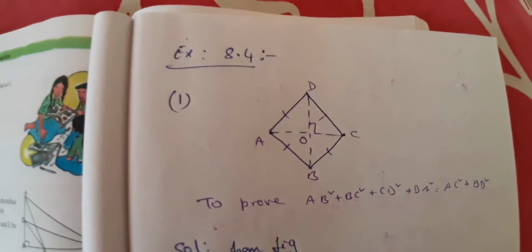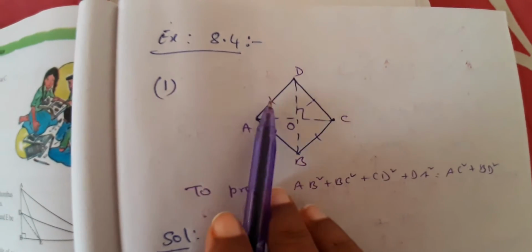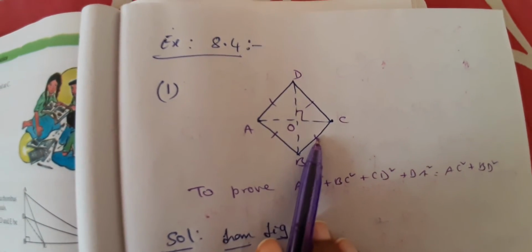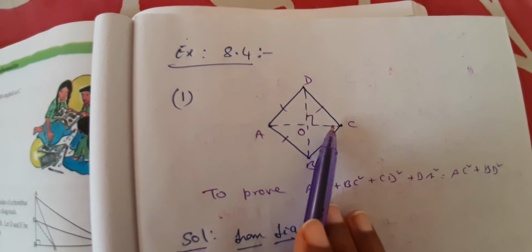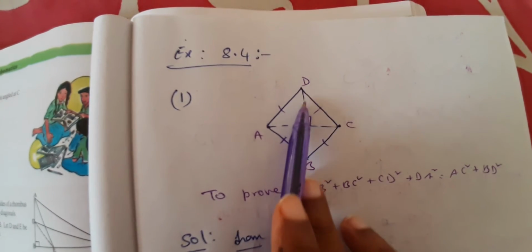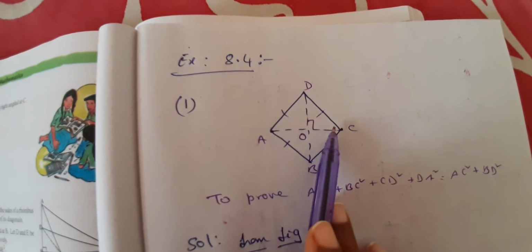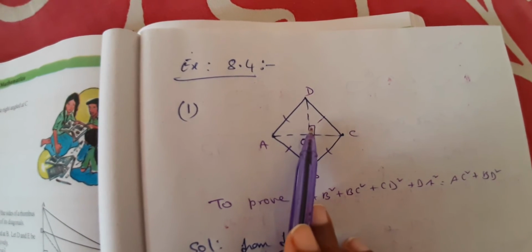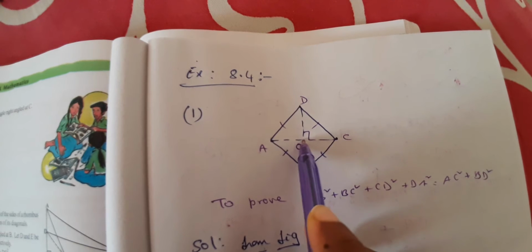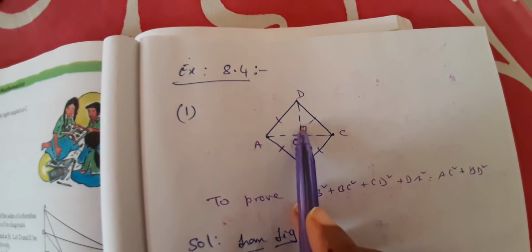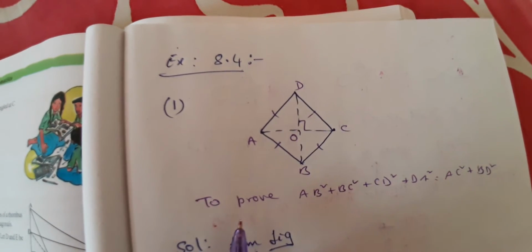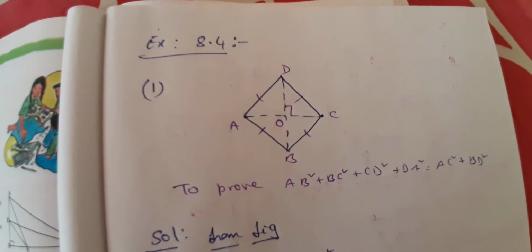So this is the rhombus. All 4 sides are equal. Okay. And opposite angles are also equal. And the point of intersection of the two diagonals, they bisect each other as well as making 90 degrees. So this is how the rhombus will be.